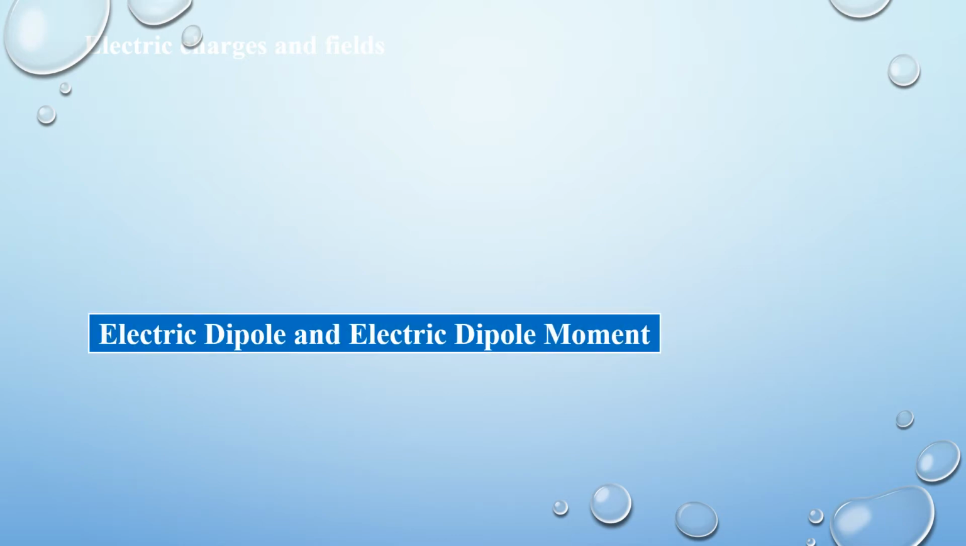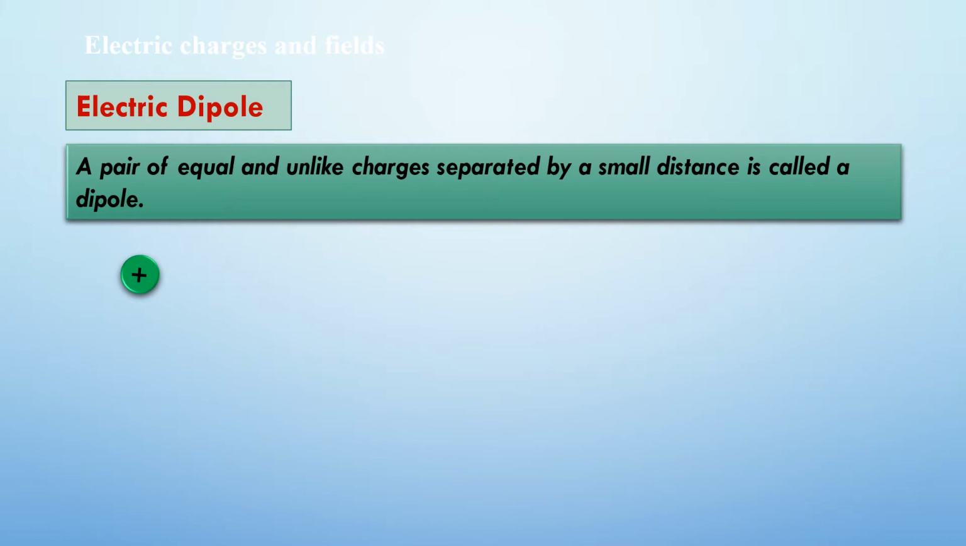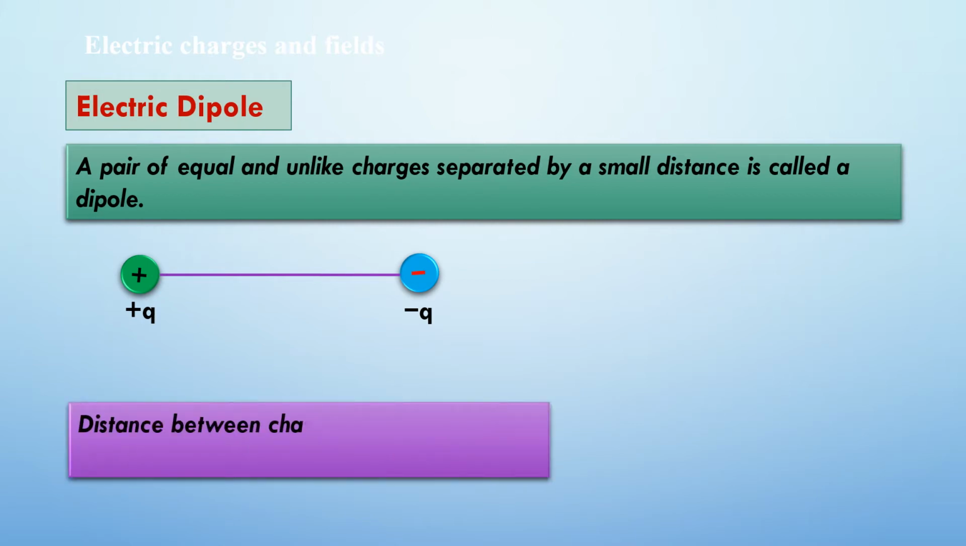Hello dear students, we are going to find out about electric dipole and electric dipole moment. An electric dipole is defined as a pair of equal and unlike charges separated by a small distance. If I consider a positive charge and a negative charge, where both of them should be equal in magnitude and they are separated by a small distance, then we can call this an electric dipole.